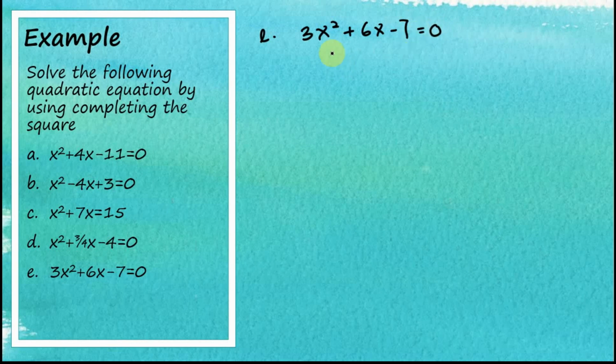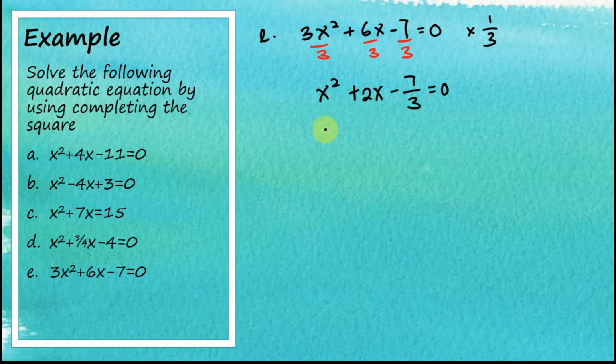Now to get rid of this 3, we can multiply this equation by 1/3, or we divide each term by 3. Okay, so what we do is this one we divide by 3, this one we divide by 3, and this one we divide by 3. Okay, so then the equation will become x squared plus 6 divided by 3, we have 2, so 2x, and then it's minus 7/3 equal to 0. Now the coefficient of x squared becomes 1, and then we can complete the square easily now.